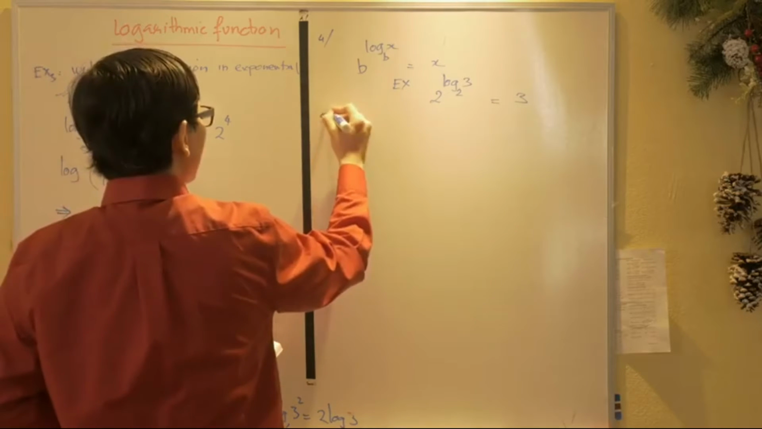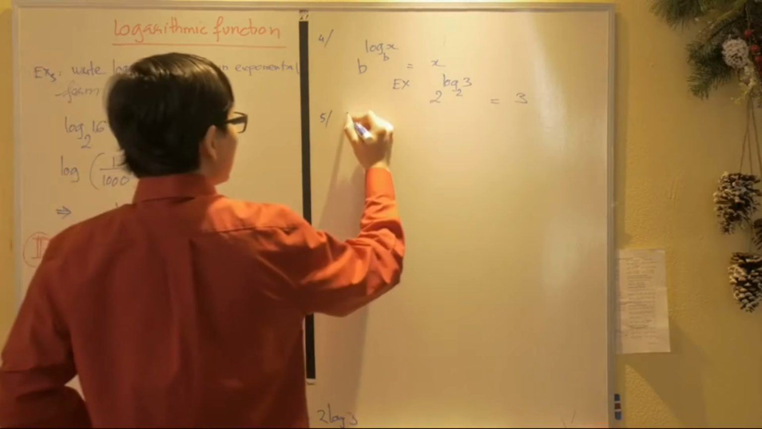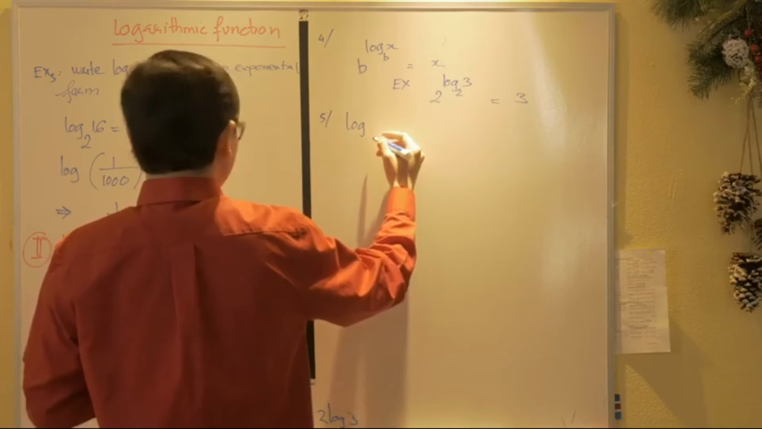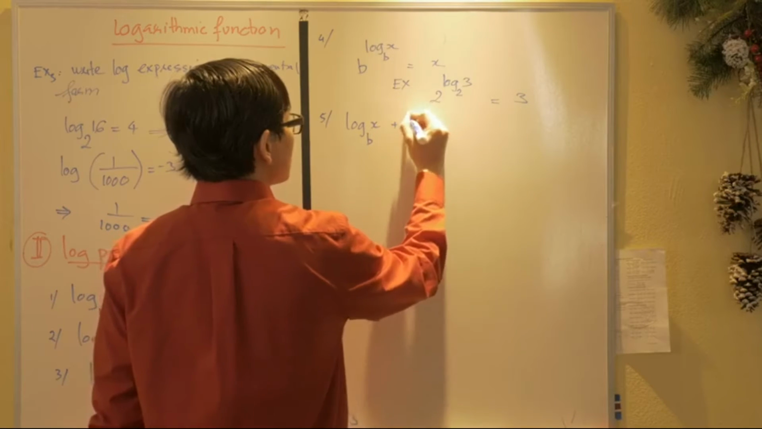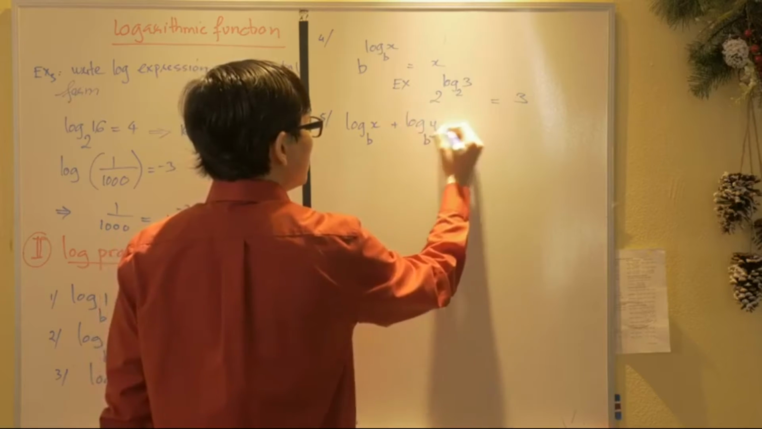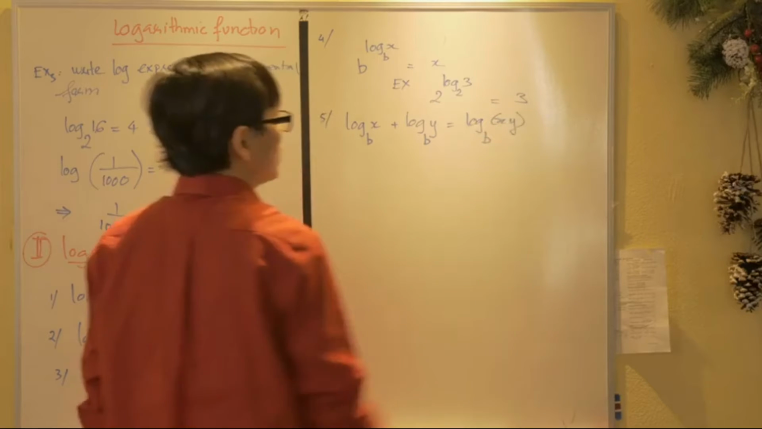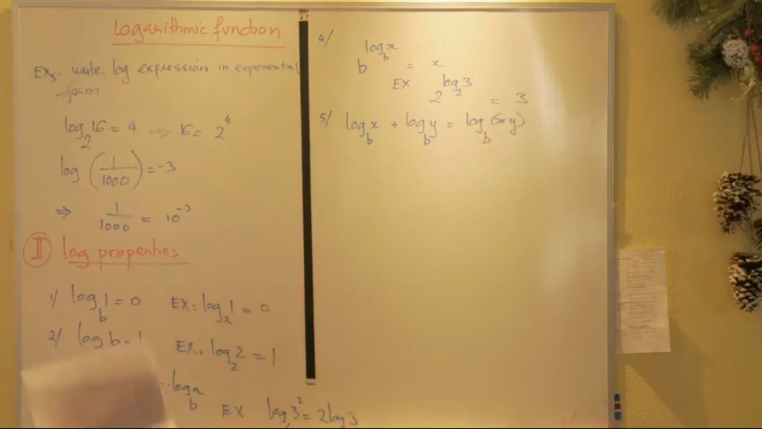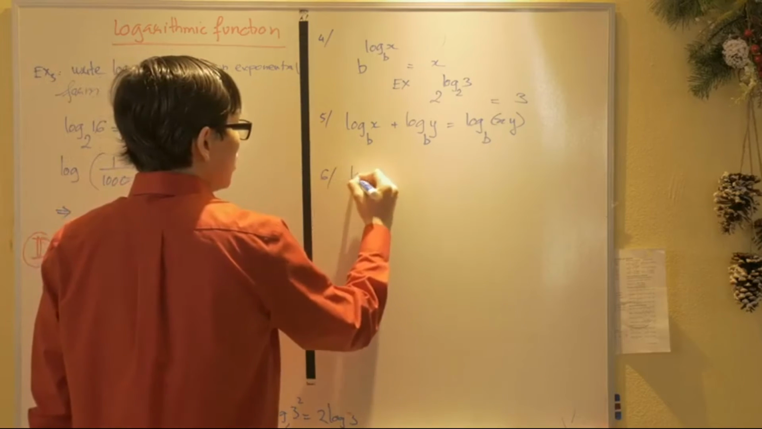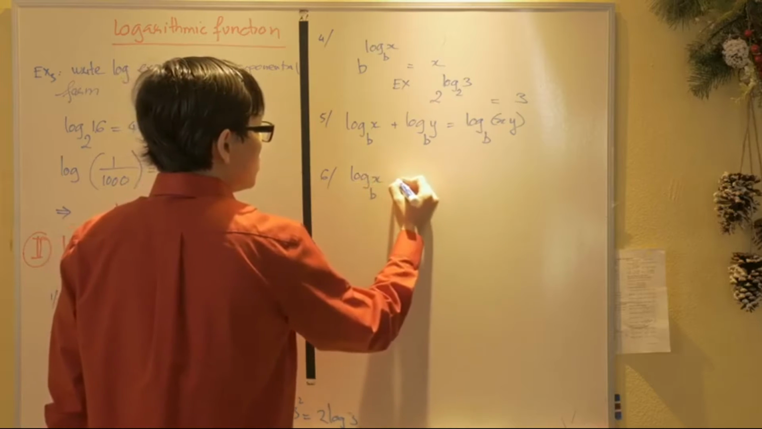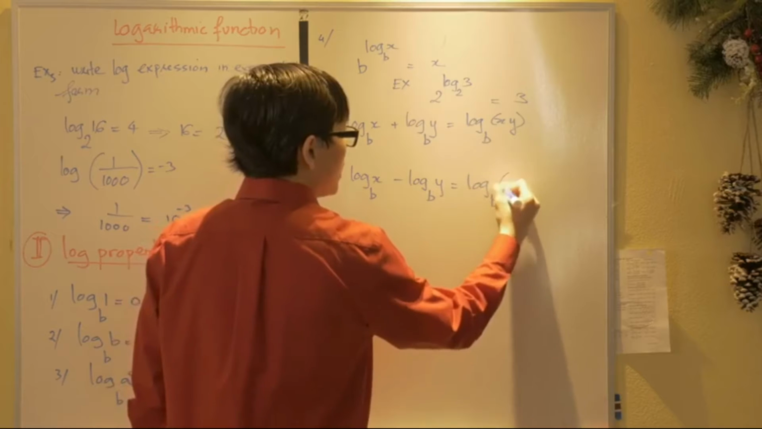Number 5. We can add two logs together, but we must have the same base: log base b of x plus log base b of y equals log base b of x times y. Or you can subtract. Number 6: log base b of x minus log base b of y equals log base b of x over y.